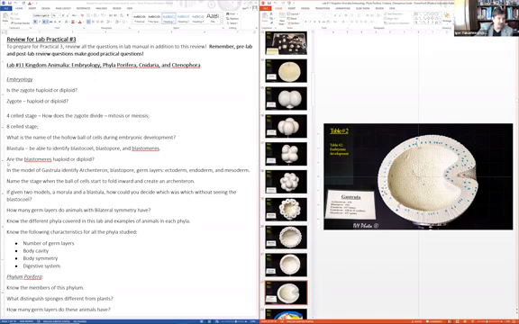All right, blastomeres, haploid or diploid? Blastomeres, is it the egg or sperm? It's neither. If it's not egg or sperm, it's a blastomere. It has to be a diploid.